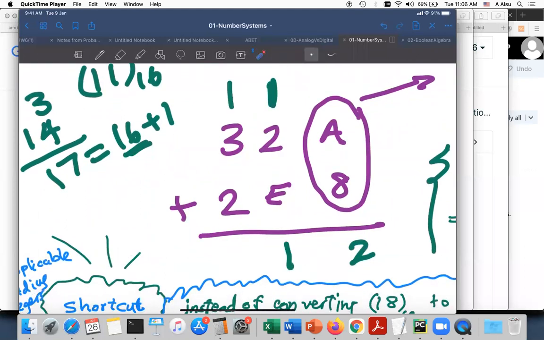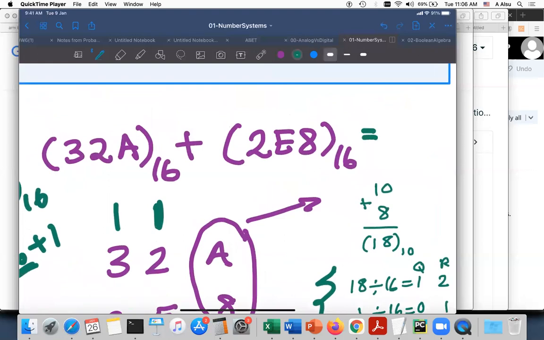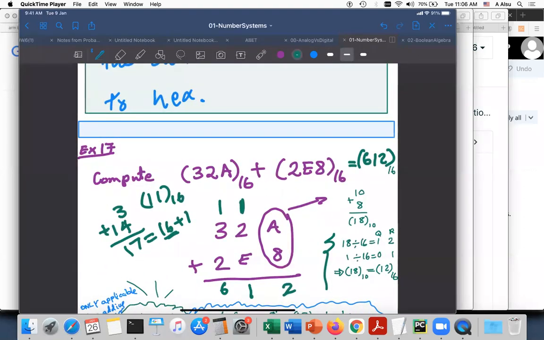Then this one here doesn't need any conversion because the result is within even the decimal limit. So the result here is 6, okay? So the answer here is 612 in hexadecimal, 612 in base 16. Use a thinner 16, okay? So any question before I show a trick or a shortcut?